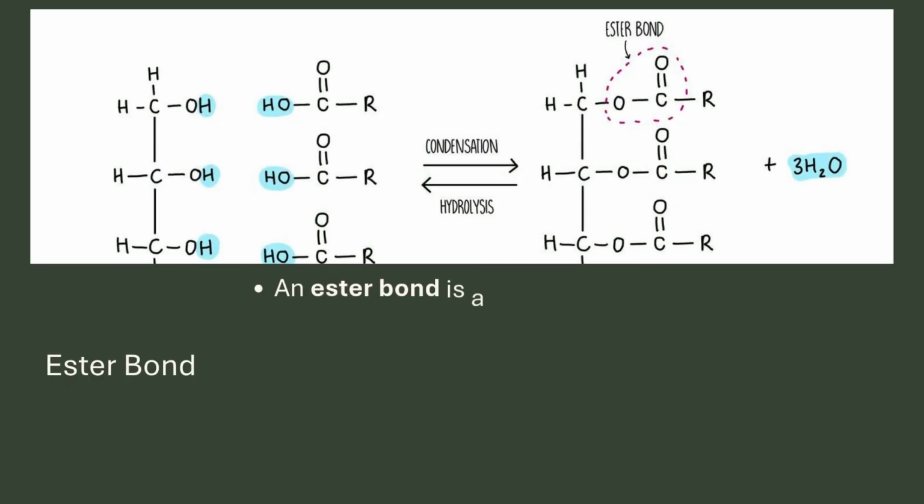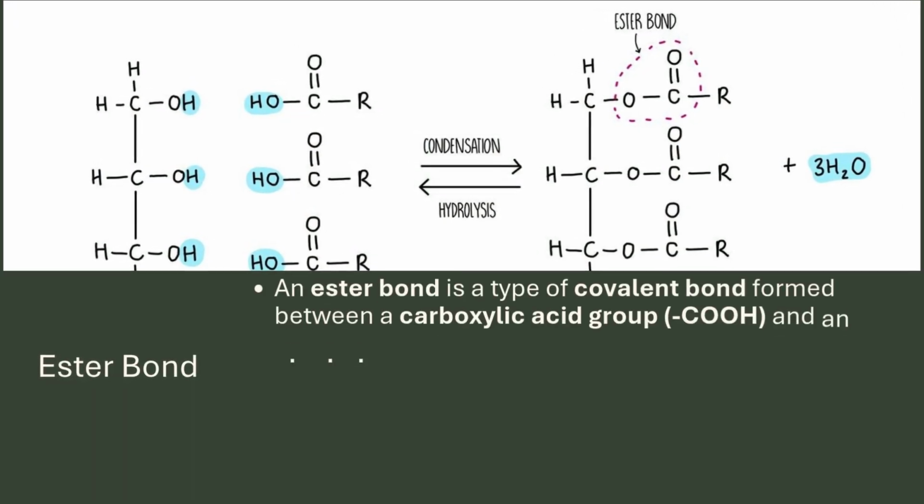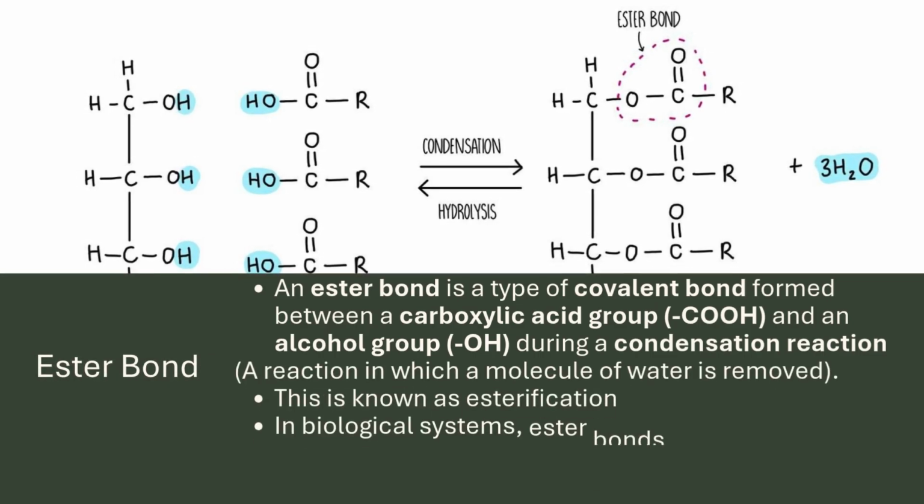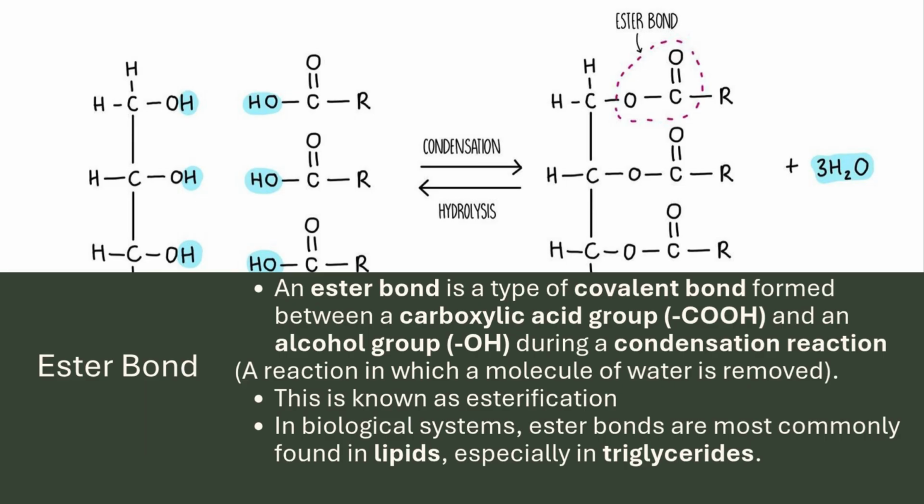Ester bond. An ester bond is a type of covalent bond formed between a carboxylic acid group and an alcohol group during a condensation reaction, a reaction in which a molecule of water is removed. This is known as esterification. In biological systems, ester bonds are most commonly found in lipids, especially in triglycerides.